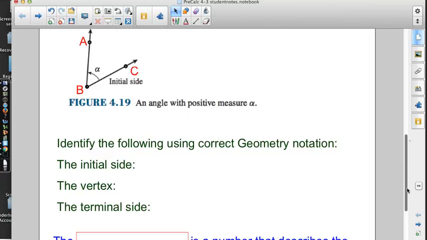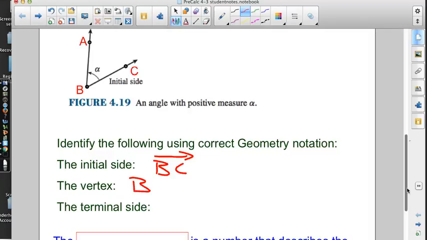So the initial side here would be ray BC, because the ray starts at B and then continues on in the direction of C forever. That's what notation for ray tells us. It's kind of like a line with a missing arrow, because we're saying it's starting here and it's going to the ray forever. Now our vertex is where those two rays meet, and that's down here at B. What would our terminal side be?